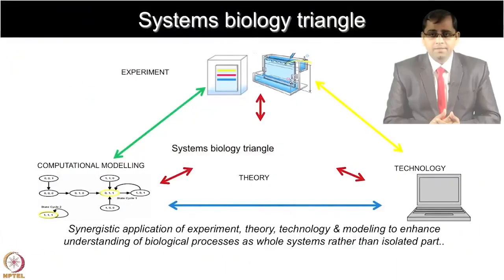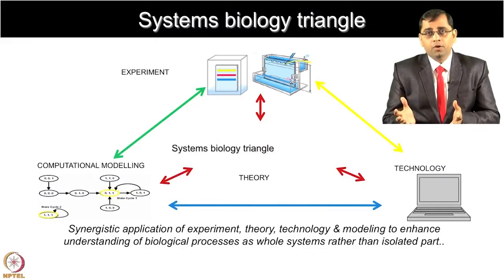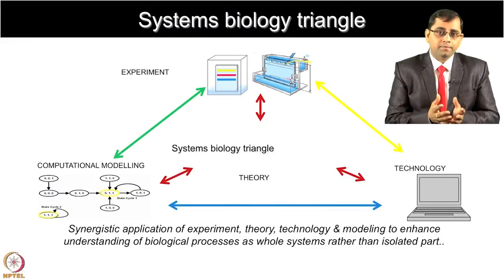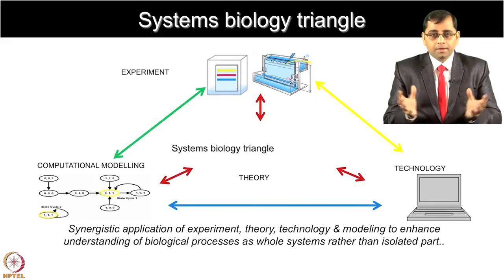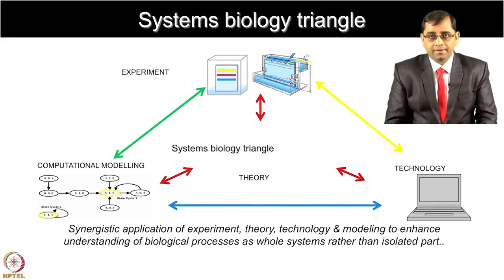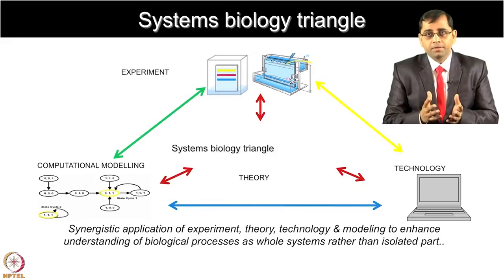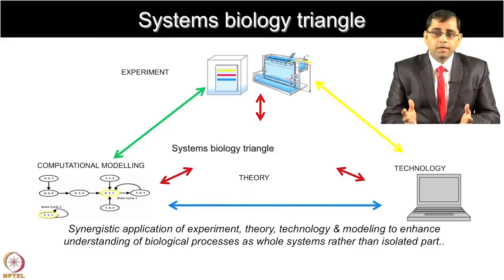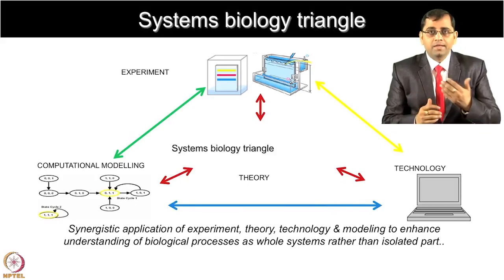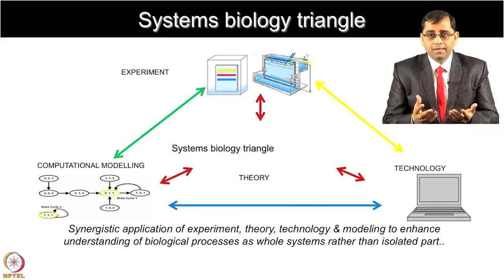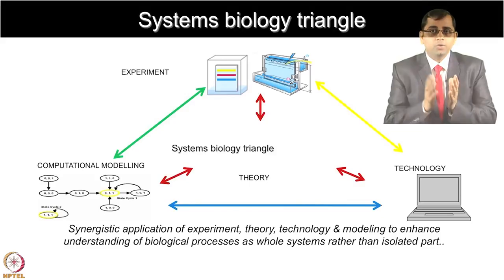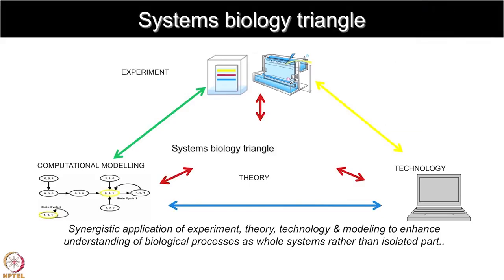It involves the experiments which we do in the wet lab to generate the data sets, the various technology platforms and computational modeling. All this together constitutes the systems biology triangle. This is essentially the synergistic application of experiment, theory, technology and modeling to enhance our understanding of biological processes as a whole system rather than looking at them as individual components.